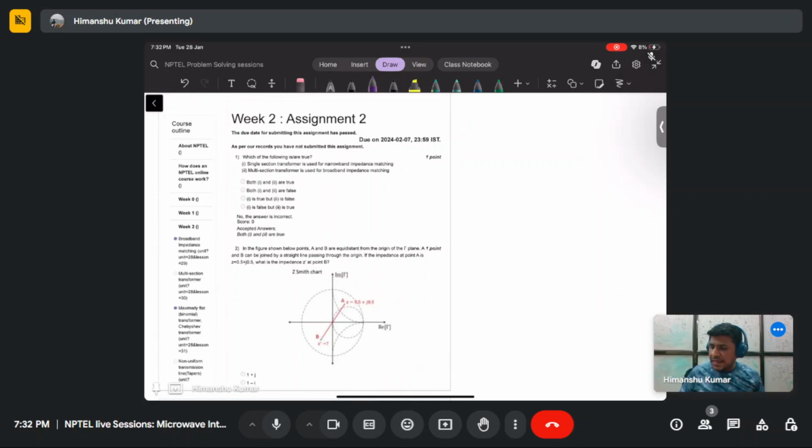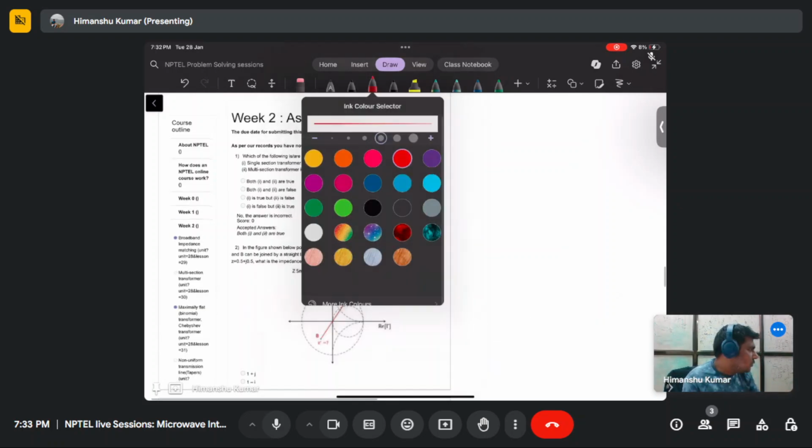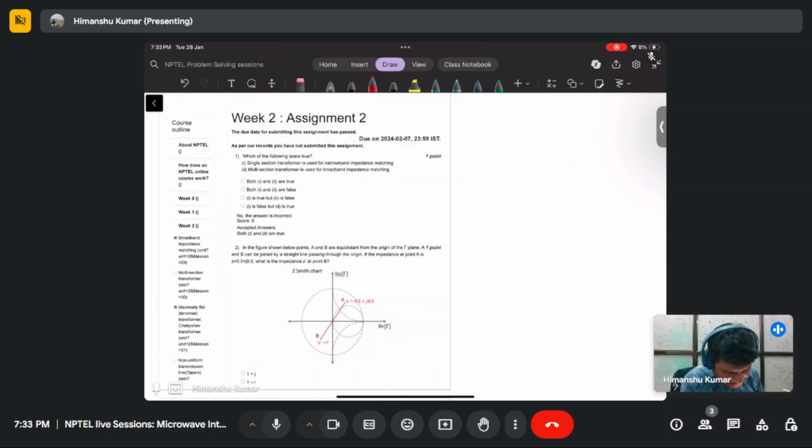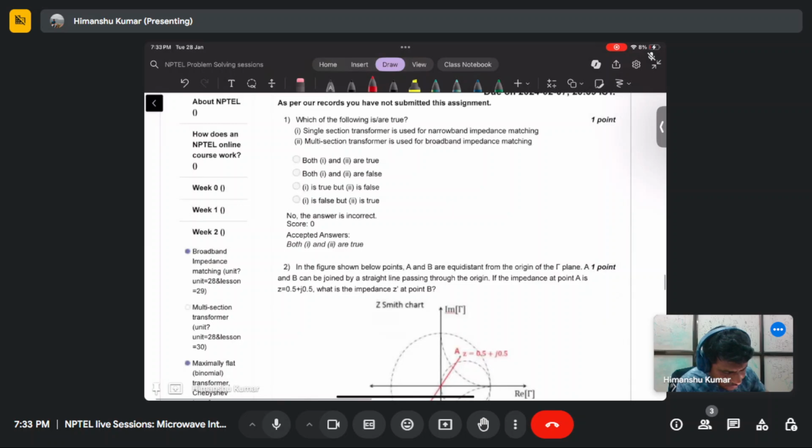So yeah, if you don't have any doubt, let's move to the problems. A few problems are related to the last assignment, which was shared last year. So let's solve all the problems one by one. This is the first problem, which asks which of the following statements is true.